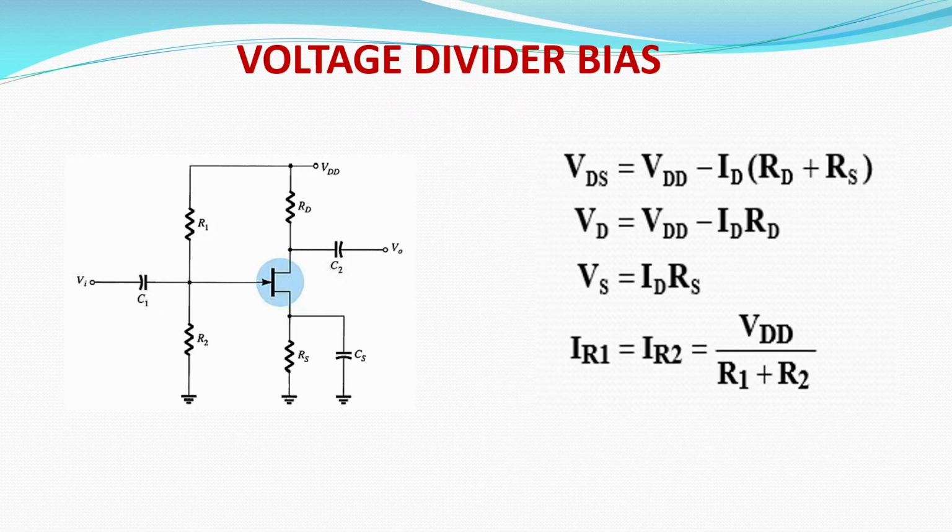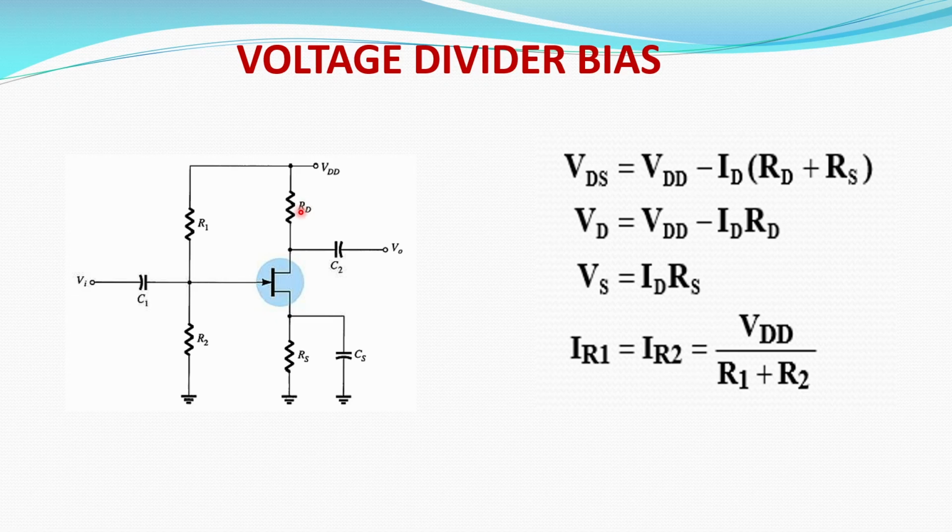And then next, voltage divider bias. So in voltage divider bias, similarly, the circuit consists of R1, R2 resistors, and C1 and C2 are denoted as coupling capacitors. The main function of the R1 and R2 resistors is that they act as a potential divider. That means R1, R2 apply a fixed voltage to the input terminal. Here the input is nothing but the gate terminal.